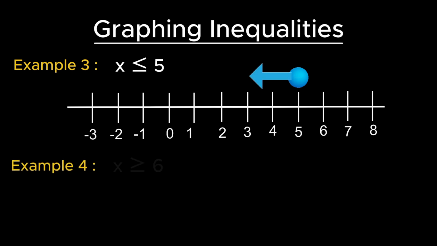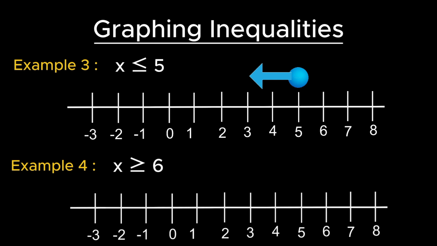Example 4. x ≥ 6. Since 6 is included, we draw a closed circle at 6. And because the values are greater than 6, we draw the arrow to the right.